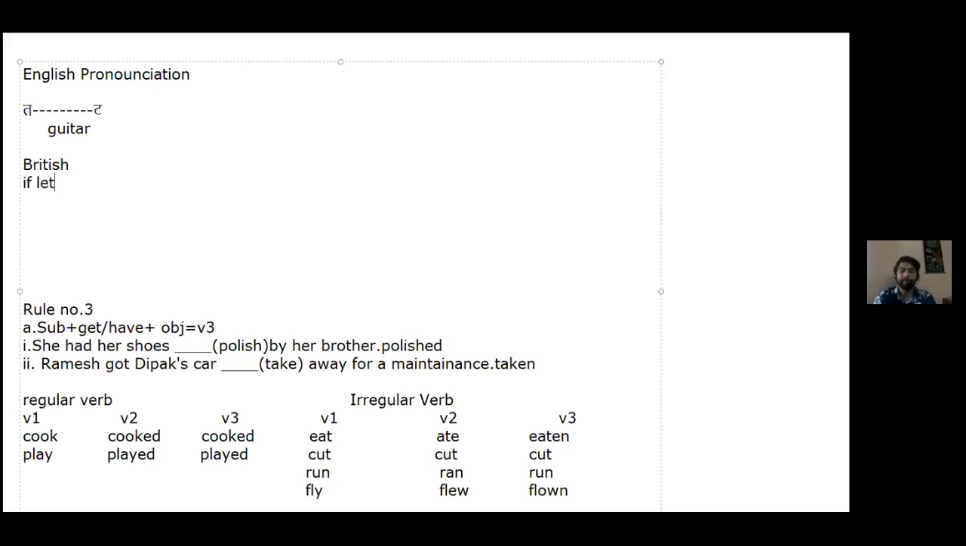If the letter R is followed by a consonant sound, then in British English, the letter R is silent.